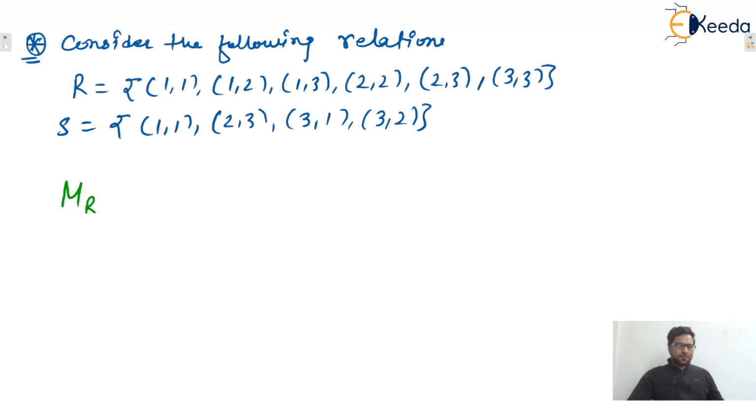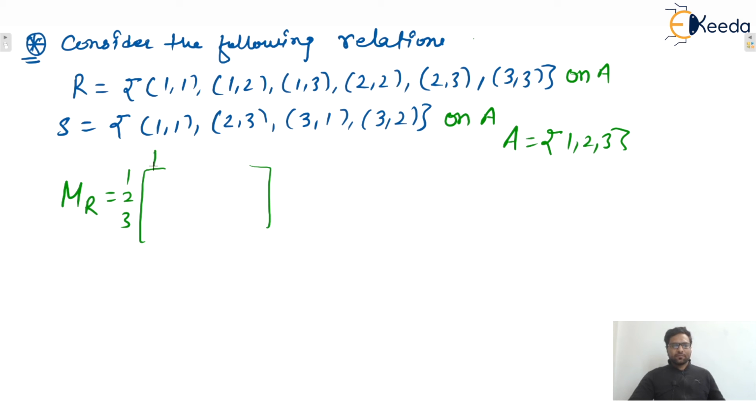First, the matrix representation of relation R. Let's say all these relations are on A, where A is 1 comma 2 comma 3. In matrix representation there will be a matrix of 3 by 3, 3 rows and 3 columns. Here 1 comma 1 is present, so the first row is 1 1 1, then 0 1 1, then 0 0 1, isn't it?